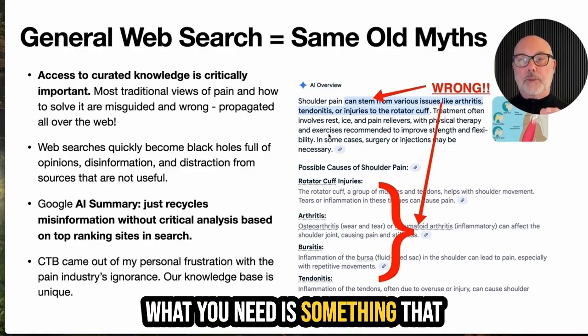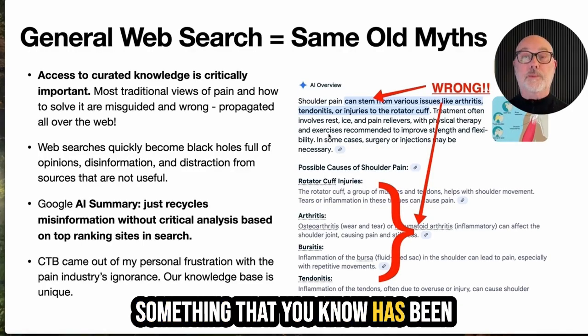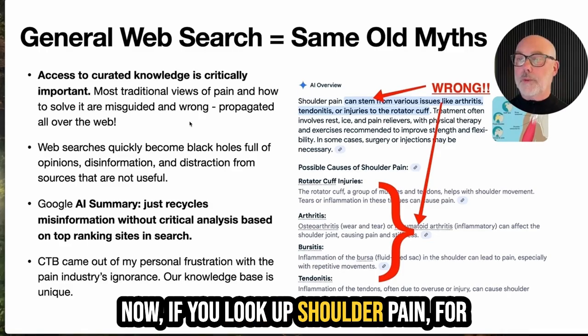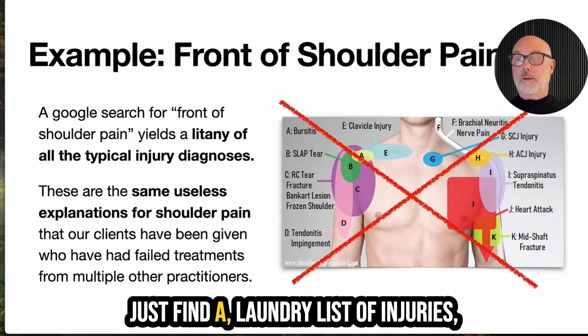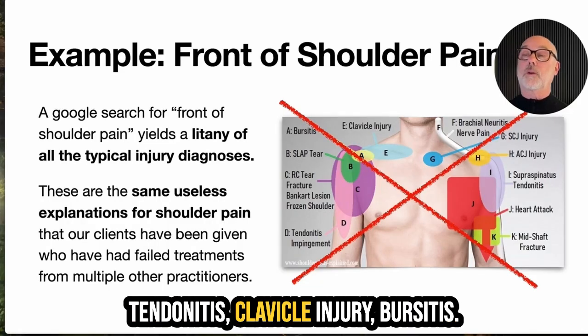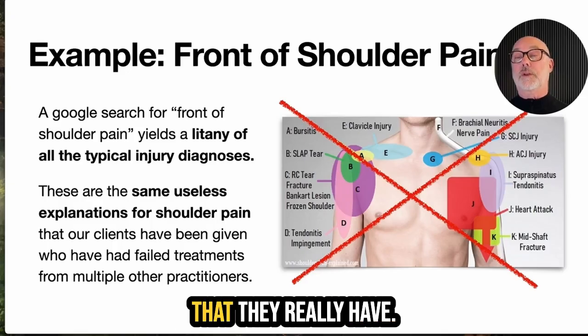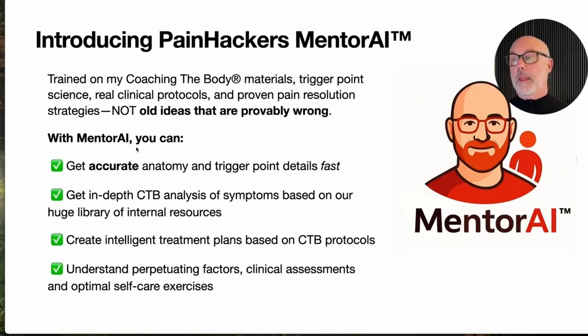What you need is something that restricts the knowledge to something that you know has been vetted and you know really works. Now, if you look up shoulder pain, for example, if you do that on Google, you'll just find a laundry list of injuries. Tendonitis, clavicle injury, bursitis. It's like pick your injury. That's the only explanation that they really have. So clearly that is not what you want.